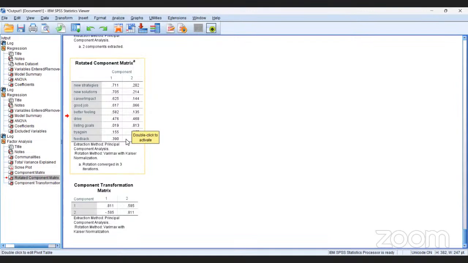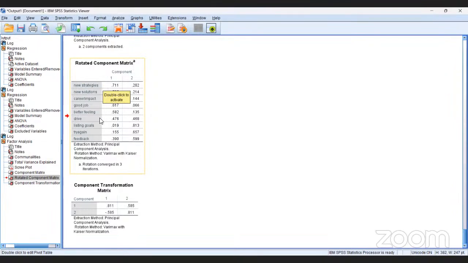Okay, because all the variables, they are highly correlated with each other. If they are highly correlated with each other, what does it mean? There is a chance for the multicollinearity. Therefore, we have to remove the multicollinearity. For that reason, we are doing the factor analysis. And by using the factor analysis, the multicollinearity issue has been controlled.